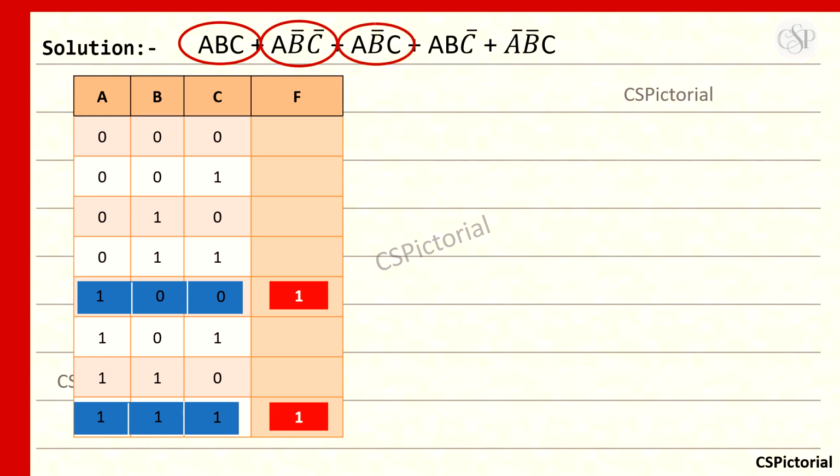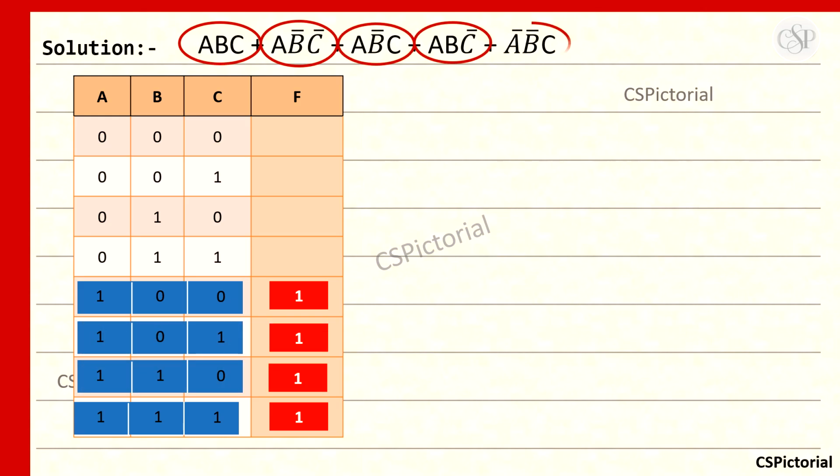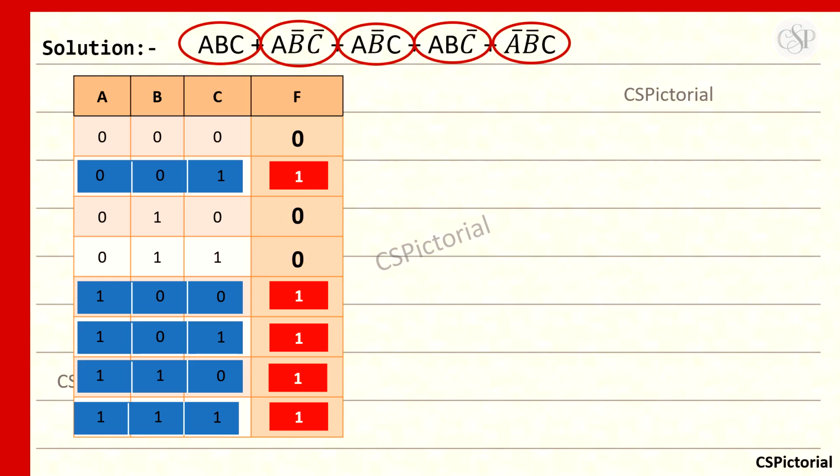Repeat the same for the terms A, B bar, C plus A, B, C bar plus A bar, B bar, C. Here we actually need the max terms as the question is to find the POS expression. Thereby the terms not present in min term representation become the max terms. So enter 0 in the truth table output F for all the max terms.